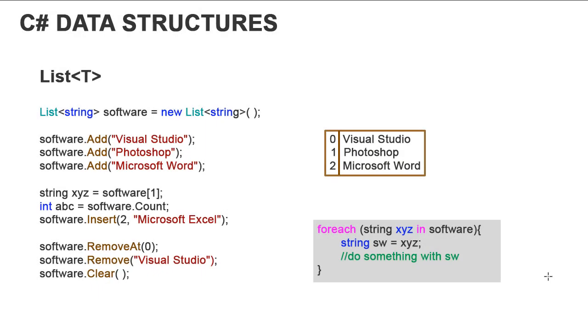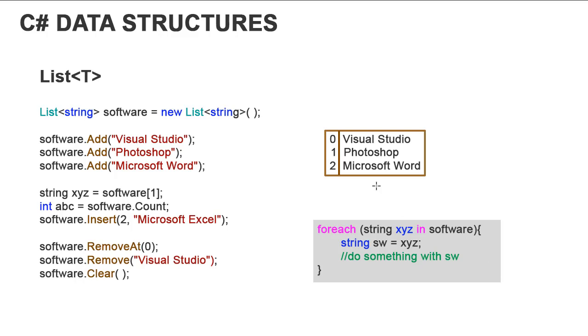So in declaring a list, we specify the data type inside the angle brackets. The name of our list, in this case, is going to be software, equals a new list, same data type, and then our constructor method with the pair of parentheses. And we can use the add method to add items into that list. As I mentioned, as we add items in, the list expands. And so we can add items in just by specifying, in this case, a string value inside the parentheses.